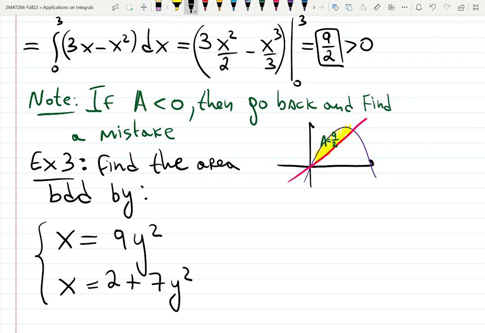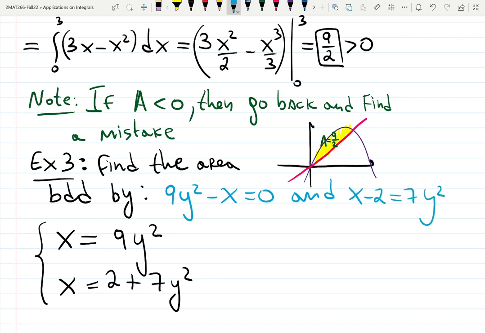So that means it's a hint. For you, it's probably going to be case 2. In general, we might not give you this nice looking formula. And if you still have space left after bounded by, we might give you 9y squared minus x equals 0 and x minus 2 equals 7y squared. And it's up to you to decide what to do.